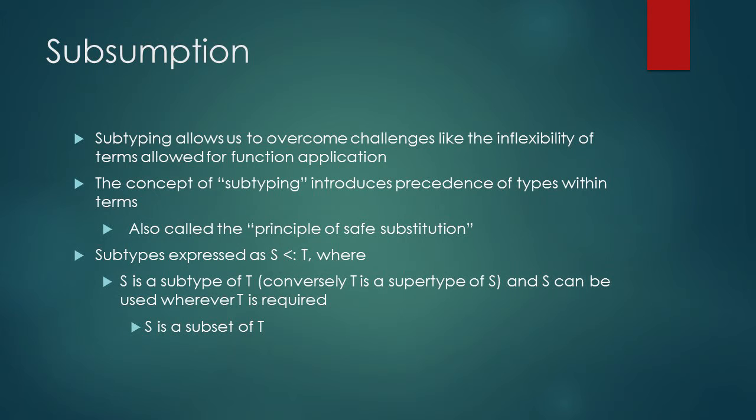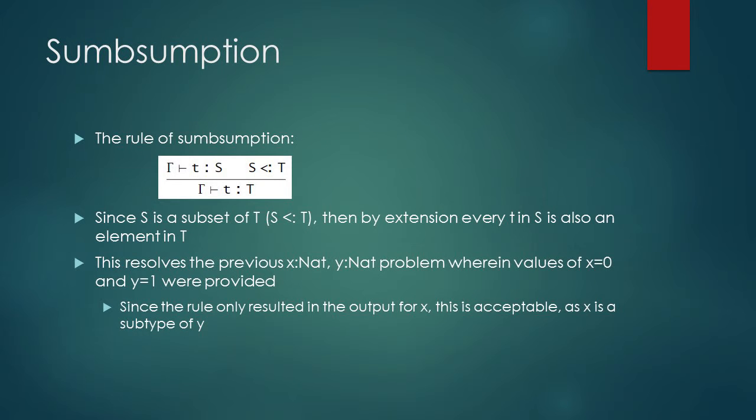This doesn't say anything about the restrictiveness of T, but what it says is that S can exist as a replacement for the type of T. So you can see that on slide 5 here, the rule of subsumption, since S is a subset of T, then by extension, every element in S is also an element in T. So that would resolve the previous issue wherein two values were being looked for, but only one was provided. Because x is a subset, then that can be used as a subtype to provide the output that's looked for.